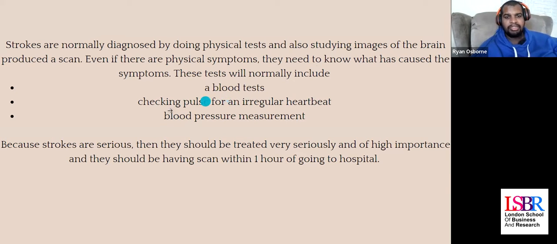You're going to be checking the pulse for an irregular heartbeat, and then you might want to check the blood pressure measurement as well. Now, why is that important? Why is it important to look at the blood pressure itself? It's important because if a person's blood pressure is high, that means they will be more susceptible to an attack itself.